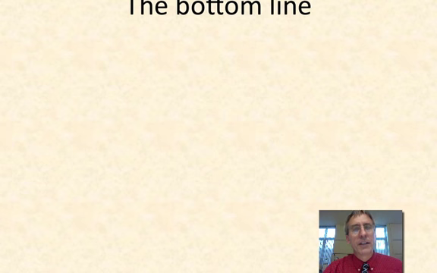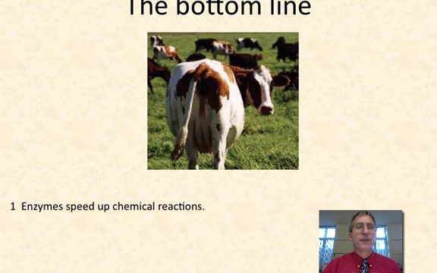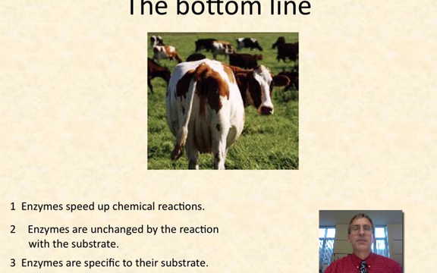So what would I like you to take away from this screencast? The bottom line. First, enzymes speed up chemical reactions. Two, the enzyme remains unchanged. It simply hangs around looking for more substrate with which to react. Three, enzymes are very specific. Remember that idea of a lock and a key.